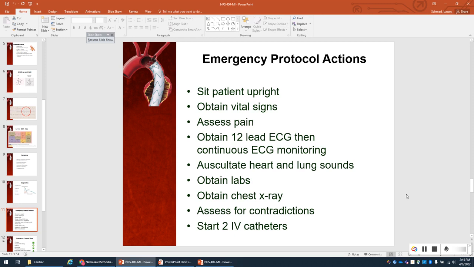We'd also obtain a portable chest x-ray to rule out any other causes of chest pain, such as pulmonary edema, trauma, anything else that could cause chest pain.